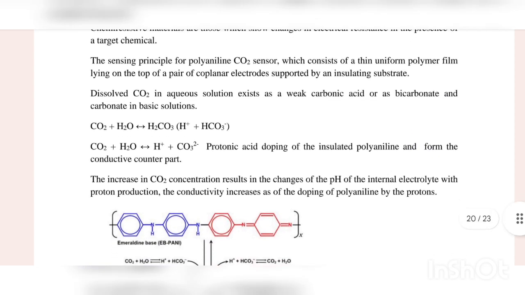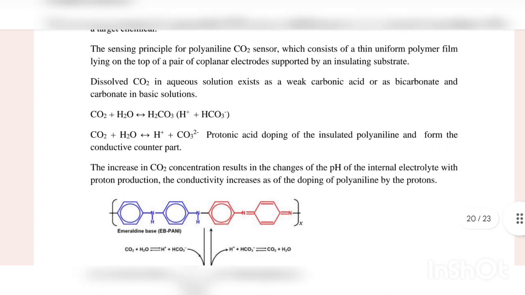Then this protonic acid, HCO3 or H2CO3, is called a protonic acid. So this protonic acid doping, or H+ doping, of the insulated polyaniline forms the conductive counterpart. So here, before the H+ doping, the insulating polyaniline polymer is not conducting actually.